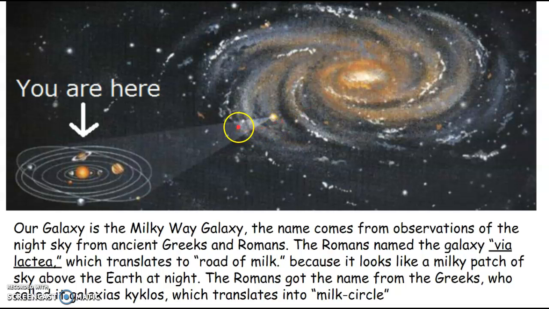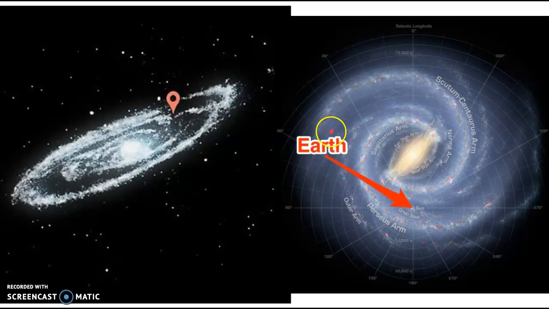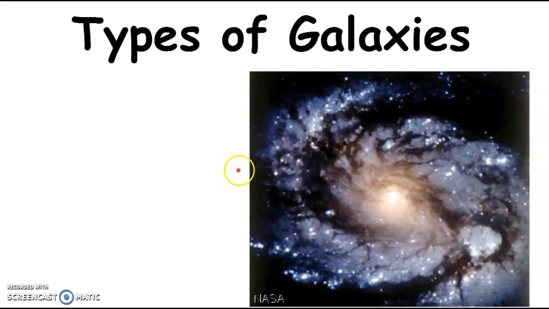And it's been estimated that if you were to travel in a spaceship at the speed of light from one side of the galaxy to the other, it would still take you 100,000 years to travel across our galaxy. That's how big our galaxy is. Another little graphic here to kind of give you an idea of the shape of our galaxy.